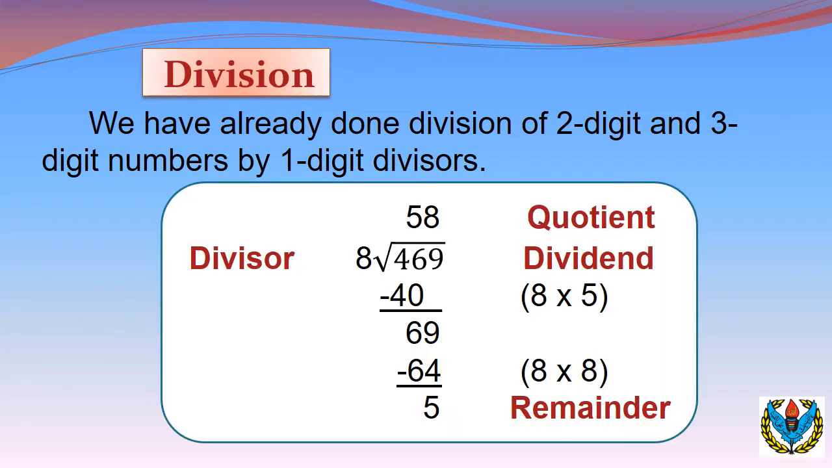Here I will tell you some specific names of division, like the number which is inside the division sign is known as dividend, and the number which is outside the division sign is known as divisor, and the number which is above the division sign is known as quotient, and in the last the number which remains after is known as remainder.